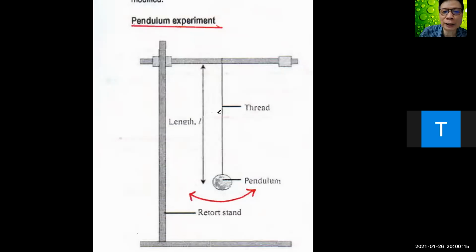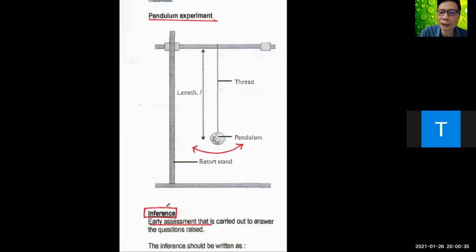But just doing the experiment is not good enough. You must present your report. When you do the experiment, you have to present your report. Then only people will believe, right? So to write the experiment report, the first thing is inference. You have to write inference.